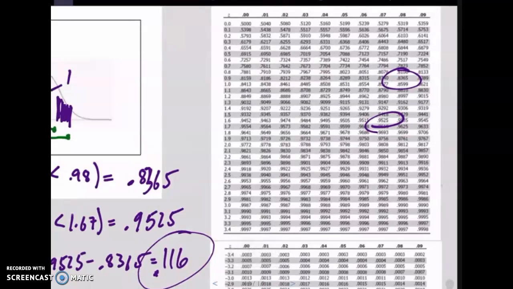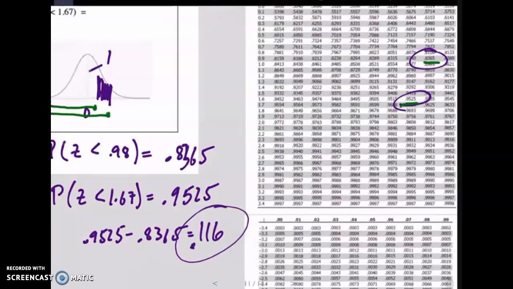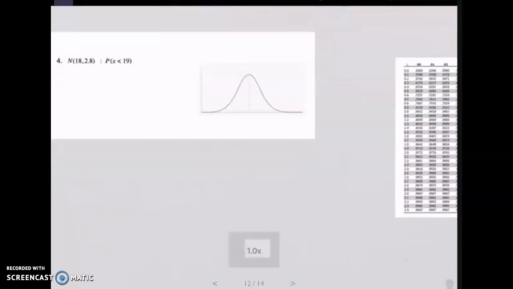Find 0.98 in the window. Beautiful. Find 1.67 in the window. Beautiful. And then you're going to subtract the two. So about 16%, or 11.6%, excuse me. Nice.